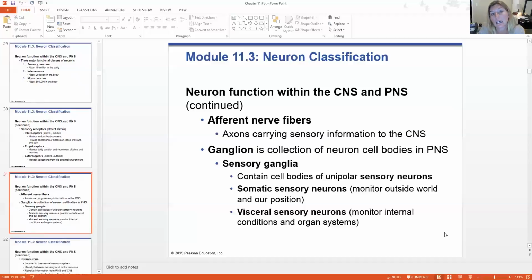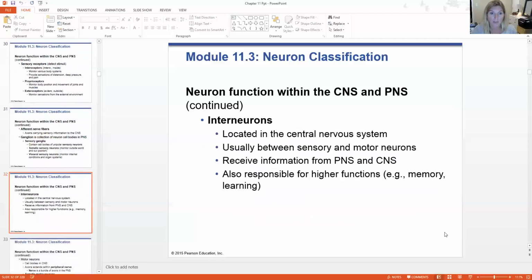There is a ganglion, which is a collection of cell bodies outside of the central nervous system within the periphery. The sensory ganglia contains cell bodies of those unipolar sensory neurons. Somatic and visceral sensory neurons are very abundant. Then you have the interneurons. Interneurons are always within the central nervous system, so they're within the brain and spinal cord. They're, again, the relay between the sensory and the motor neurons, and they receive information from the periphery and relay it within the central nervous system, and they're responsible for those higher functions like memory and learning and emotions and all of those things.